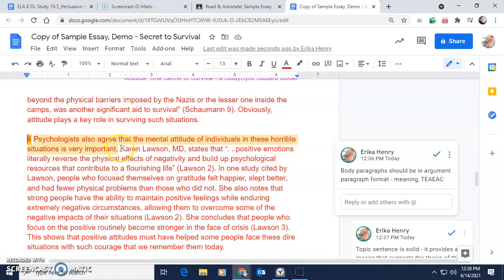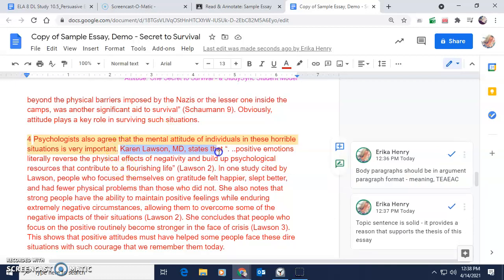So that next sentence from Karen Lawson, MD, states that positive emotions literally reverse the physical effects of negativity and build up psychological resources that contribute to a flourishing life. We have evidence. We're going well. They cite their evidence, Lawson 2, that's proper. They have a lead-in, awesome. There's no transition word. The student would lose points for no transition word.